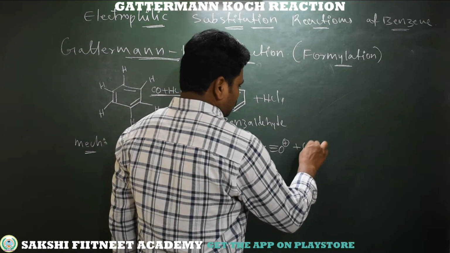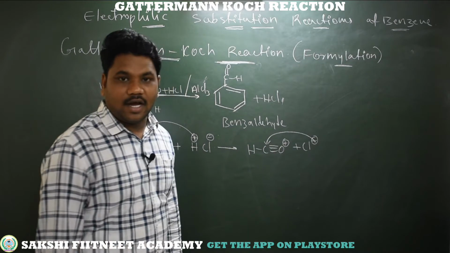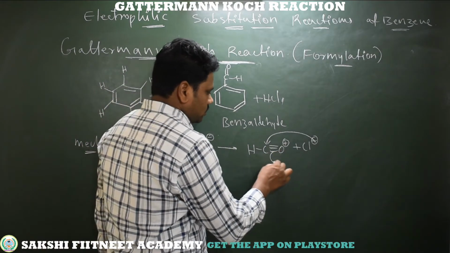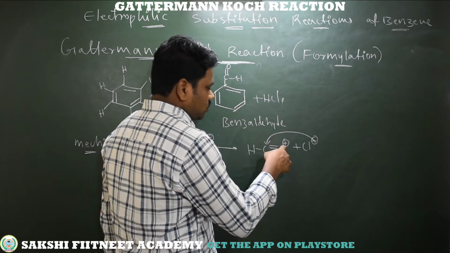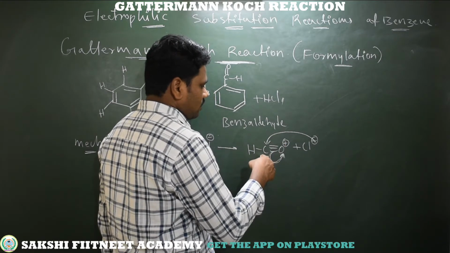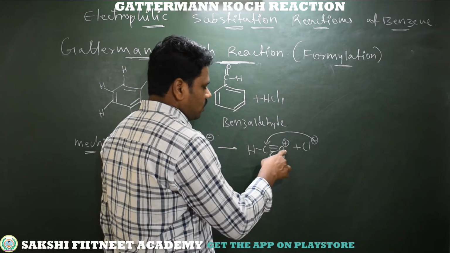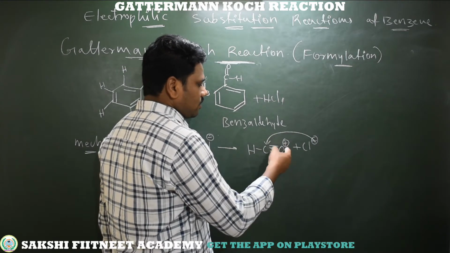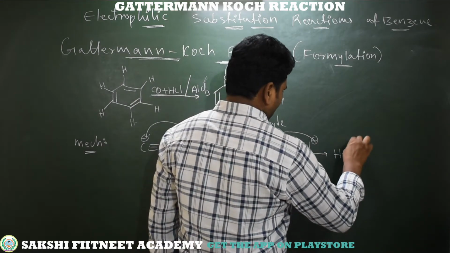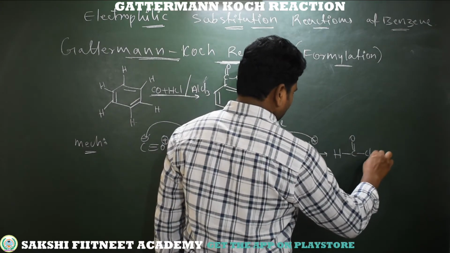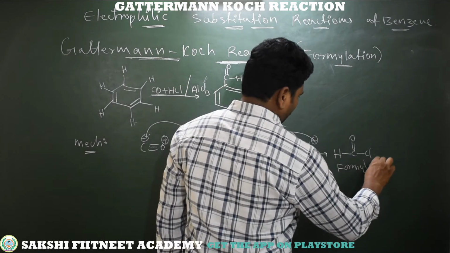So obviously, what about the Cl minus? Cl minus directly attacks this electrophilic carbon, and here these pi electrons are shifted to oxygen. So here actually this positive charge is due to donating a lone pair towards carbon, but after attacking by this chlorine, the pi electrons are coming to oxygen. That means the lone pair is retained. So finally we are getting H-C double bond O-Cl, which is called formyl chloride.